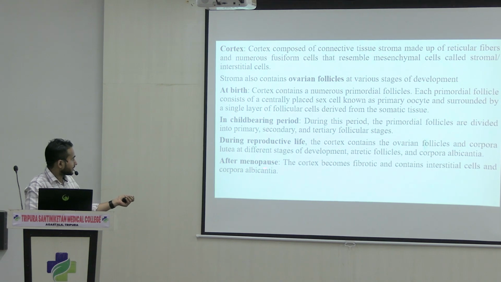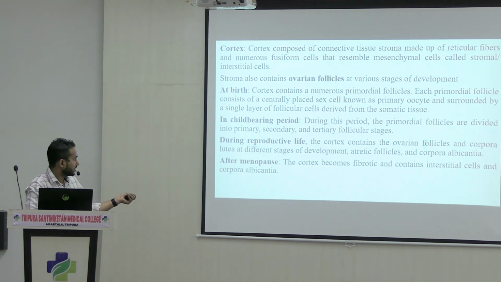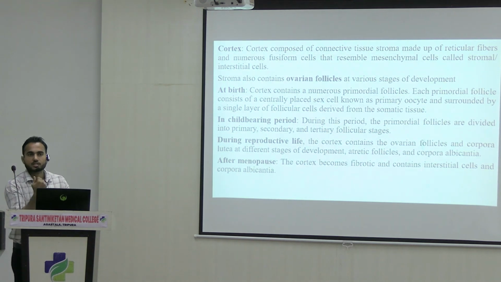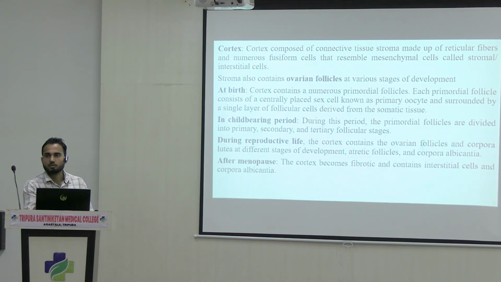Now, especially after menopause, if you see the cortex, it becomes fibrotic and contains interstitial cells and corpus albicans. So these are the various changes which are taking place in the cortex of the ovary at various stages of life. That means at each and every stage you cannot expect to see all the different types of cells.